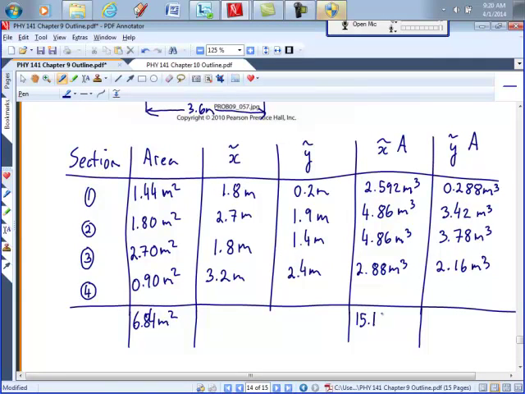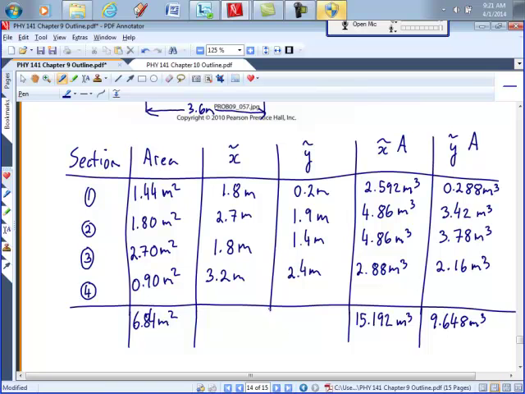$15.192. Okay, anybody else confirm that? Yep, okay, good. 9.588 meters cubed. Anybody else confirm that? Oh, we got two different numbers for that one, so don't write it down yet. 9.648. All right.